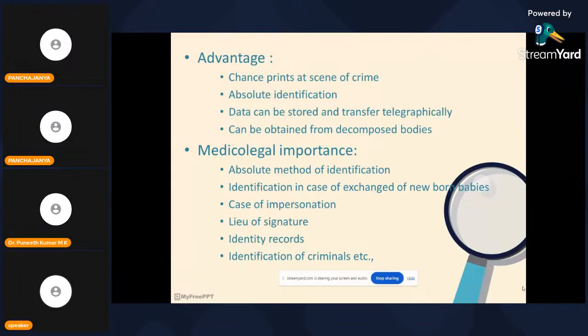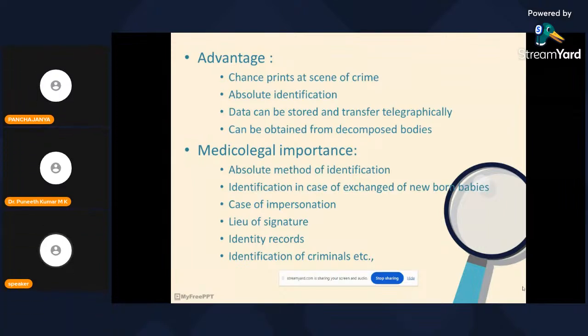The skin which has been degloved will be collected, separated, dried and kept, and can be used for the study of fingerprint analysis. Even if it is not degloved, it will be useful as long as the dermis and epidermis are not destroyed. Medicolegal importance: it is an absolute method of identification, and helps in identification in case of exchange of newborn babies.